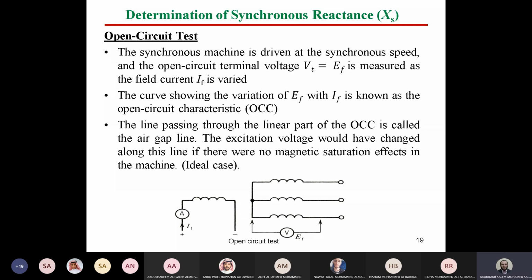Regarding the determination of synchronous reactance, I believe it was discussed in detail in the course EE360. I added it here just for your information. However, we can skip this part, determination of synchronous reactance. It's a very easy part, and I believe you also had it as an experiment. Is it right?